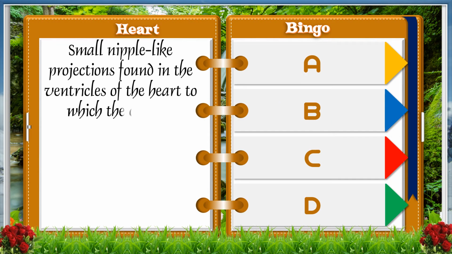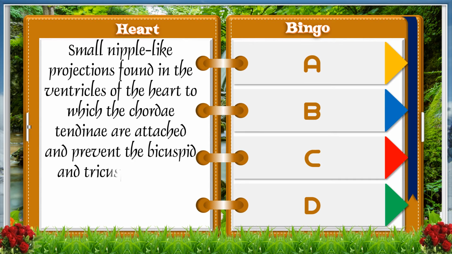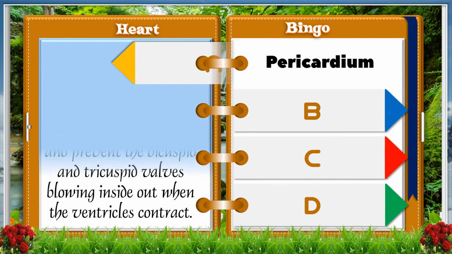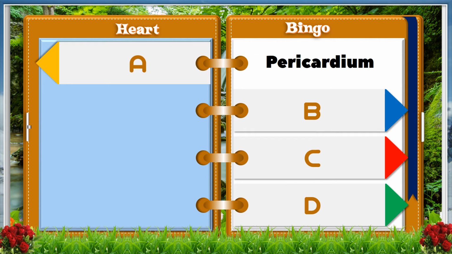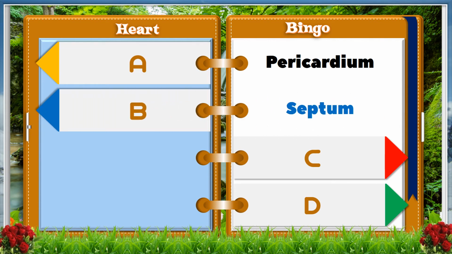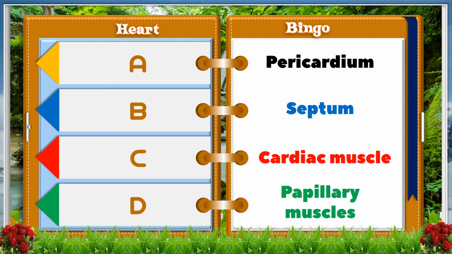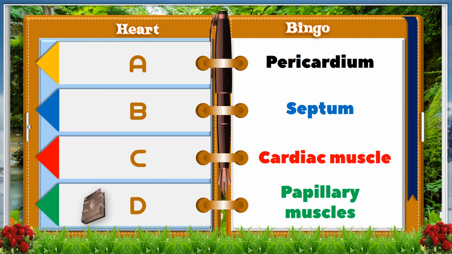Small nipple-like projections found in the ventricles of the heart, to which the chordae tendineae are attached, and prevent the bicuspid and tricuspid valve blowing inside out when the ventricles contract. A. Pericardium. B. Septum. C. Cardiac muscle. D. Papillary muscles. And the answer is D. Papillary muscles.